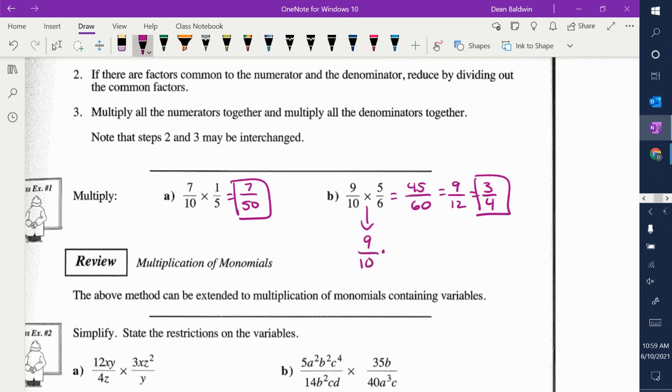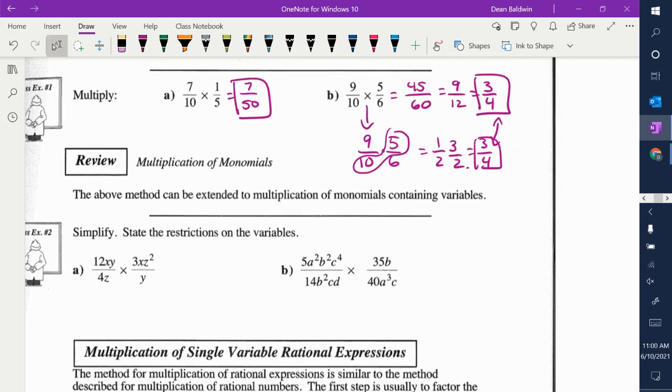9 over 10 times 5 over 6. What's 5 divided by 10? 1/2. What's 9 over 6? 3/2. How do you multiply 1/2 and 3/2? Okay. Now, nobody usually does it when you have numbers like that. But with rational expressions, that's how you want to think of it.